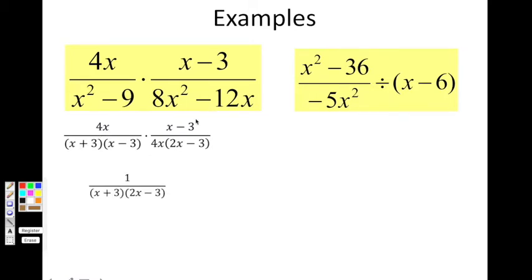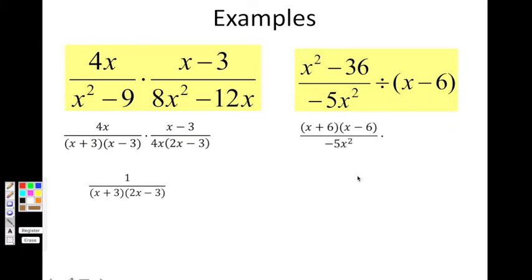So our 4x's cancel out, our x minus 3's cancel out, and I'm left with x plus 3 and 2x minus 3. So those will be under 1. So my answer is 1 over x plus 3 and 2x minus 3. You can leave it in this form.